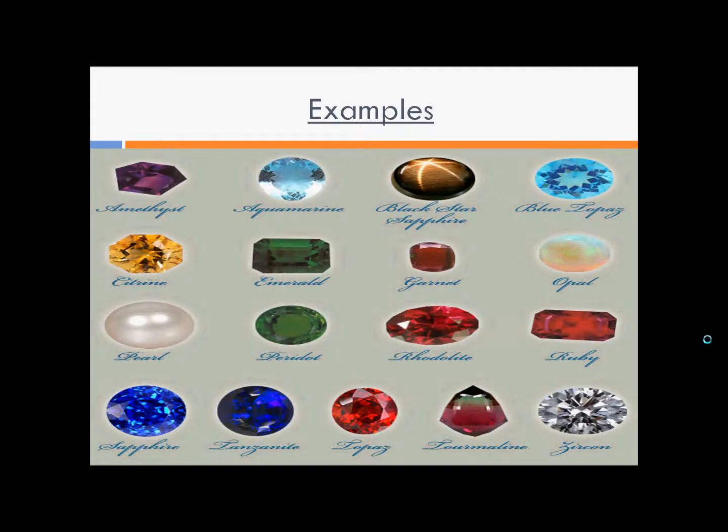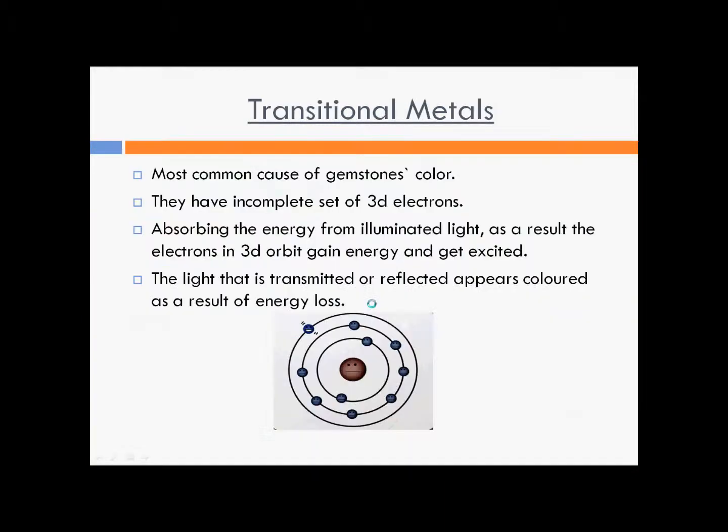Here are some examples of common gemstones, and as you can see, they vary immensely in their colors. Okay, what causes the color of gemstones? The most common cause of gemstone color is transition metals that are present in their structure.